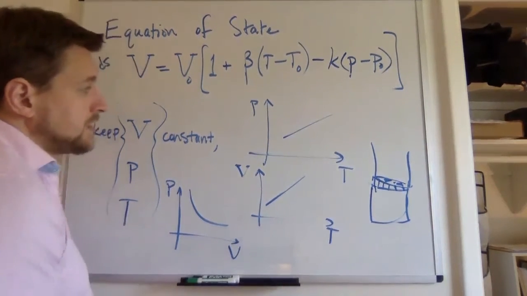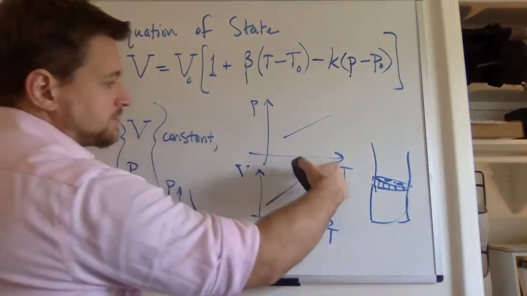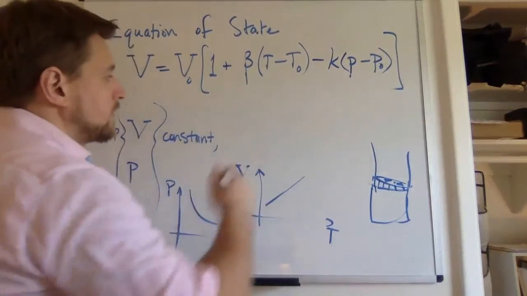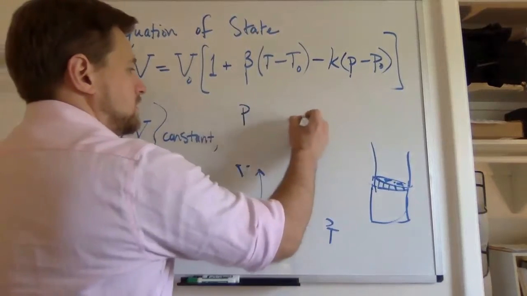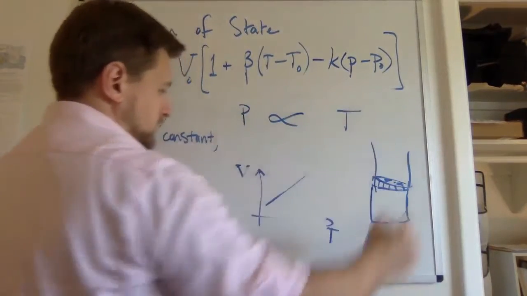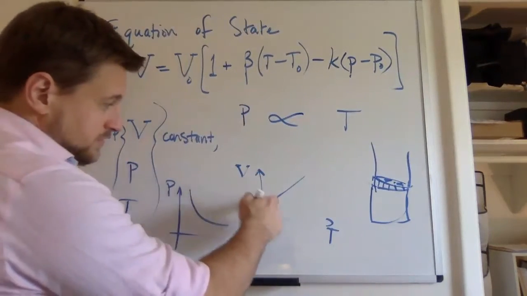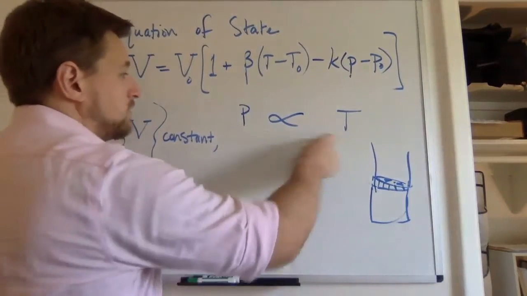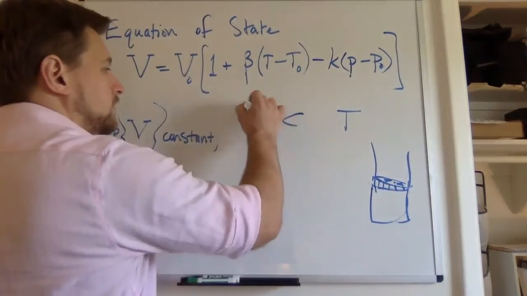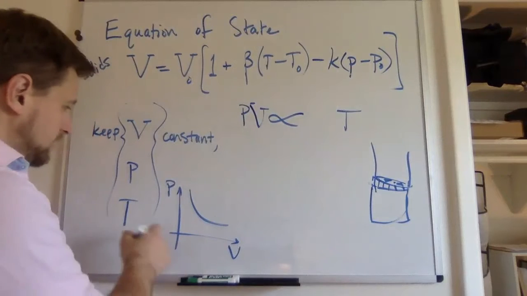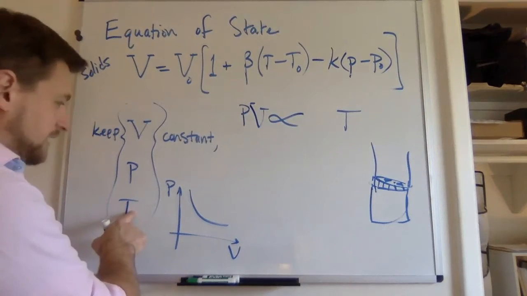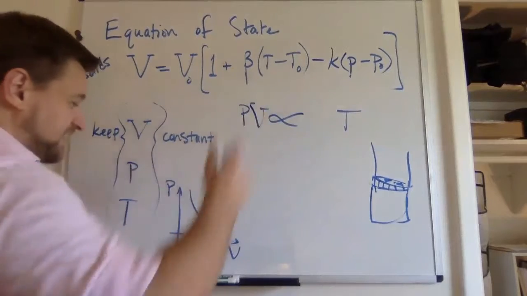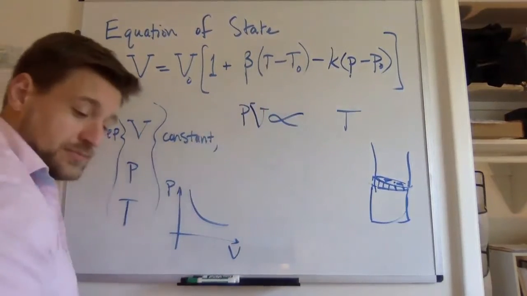Okay, so pressure is proportional to temperature. Volume is also proportional to temperature. So as temperature increases, so does volume, and yeah, that's right. Okay, great. That's the story. That's what we know from experiment.